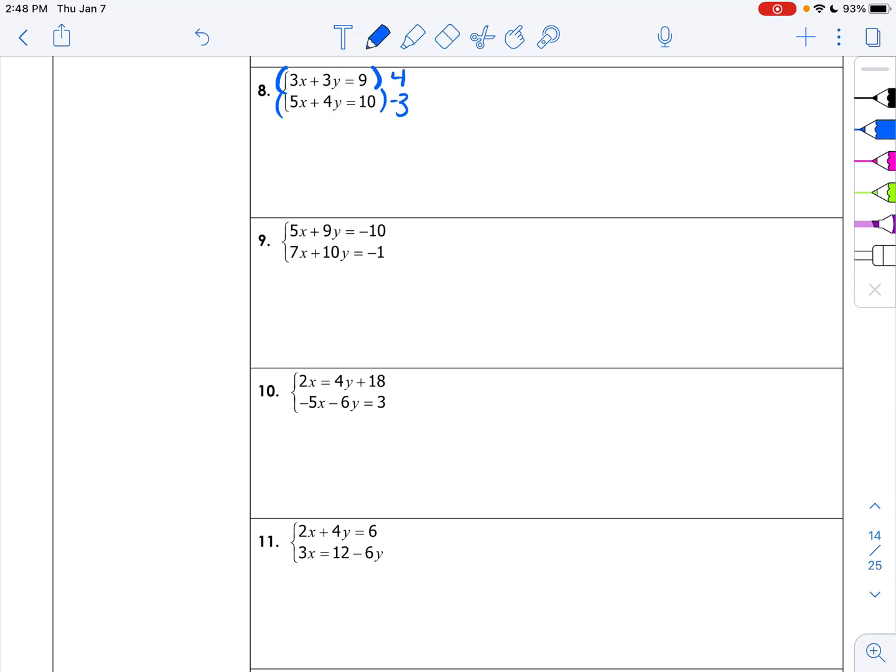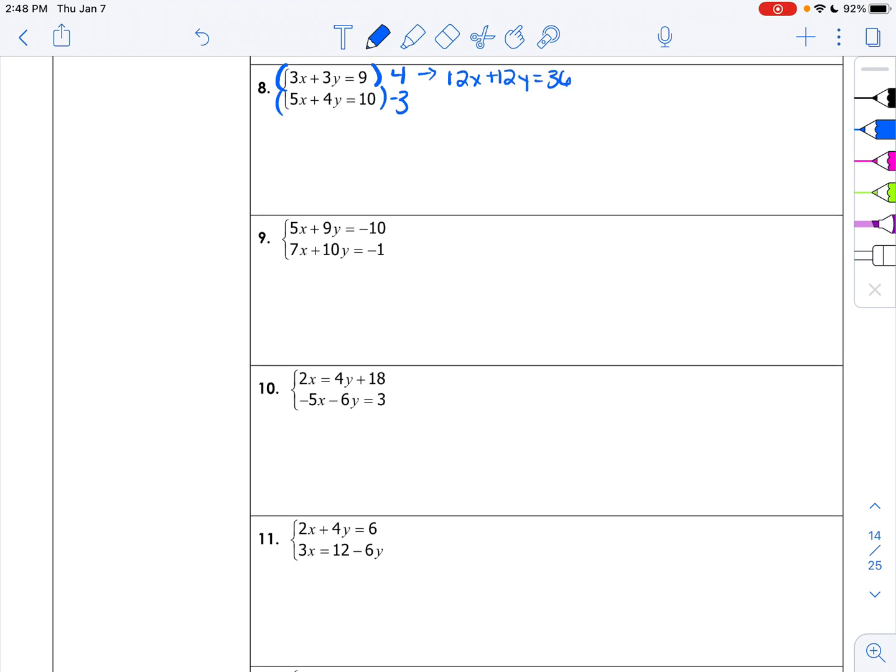So now I'm going to distribute those numbers to both equations. My top equation will become 12x plus 12y equals 36. I multiplied 4 times each term in my equation. The bottom equation becomes negative 15x minus 12y equals negative 30. Everything is lined up. I have opposite coefficients that will eliminate, so then I can add.